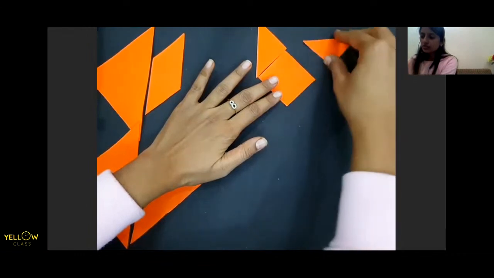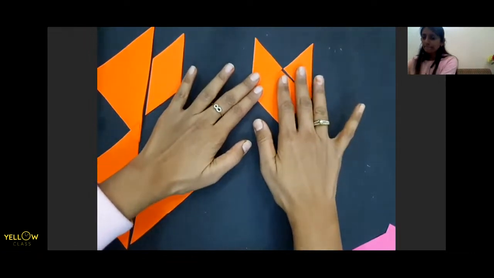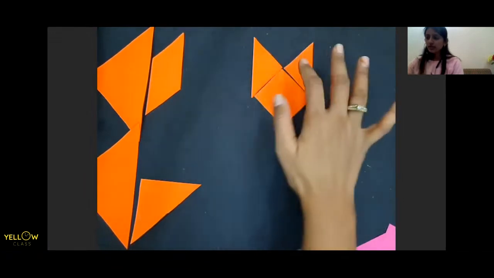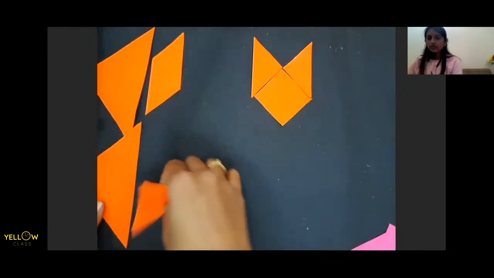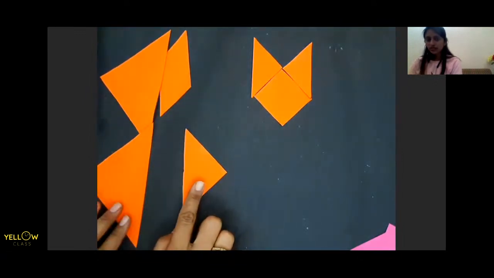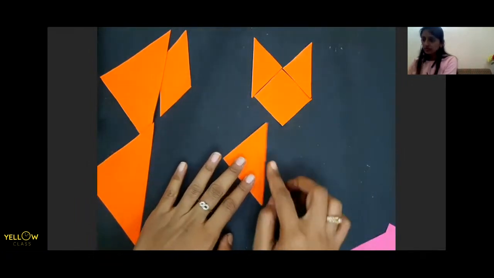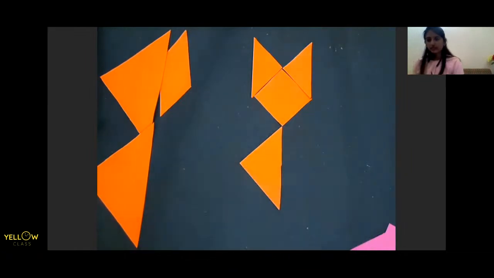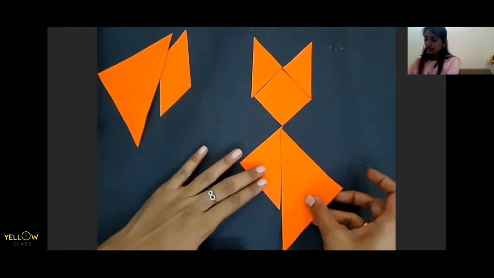Rotate it until you get the shape similar to what I am making. Have you got this shape, children? Triangle, and this is another triangle, right? Now take the single triangle which is left with you. These are the 2 big triangles, only this triangle is left. So take this triangle and take the longer side along its body like this. Okay.